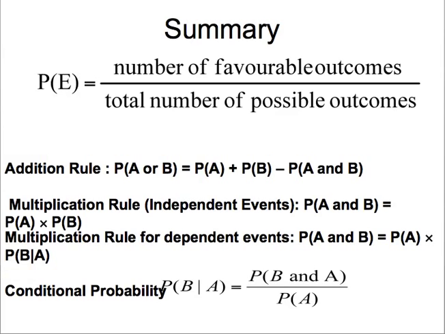All right, so to summarize what we have discussed, the simple formula for probability: the probability of an event occurring is the number of favorable outcomes over the total number of possible outcomes. We also looked at the addition rule for finding the probability of one event or another event occurring. We also looked at the multiplication rule for independent events, the multiplication rule for dependent events, and the conditional probability.